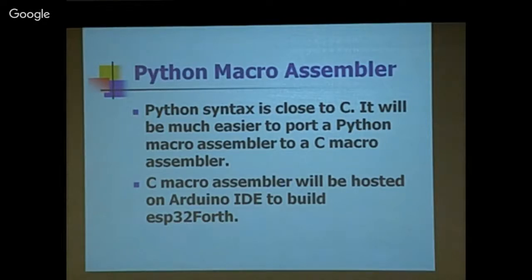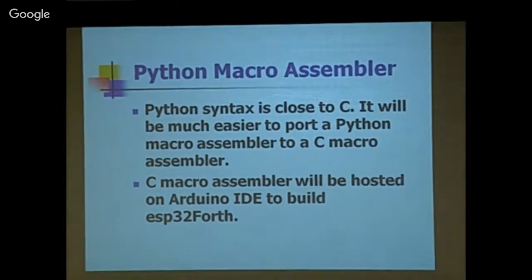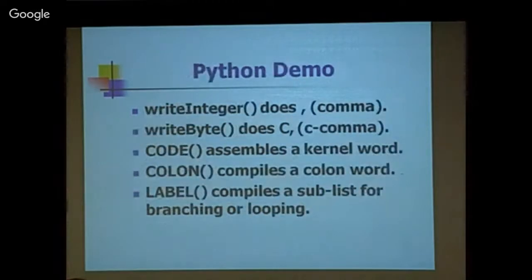So Python, okay. So I wrote these macros. Write an integer, and that's comma. That's what we have in Forth, comma. And if I write one byte, a consecutive byte, that's C comma. So if I have these two routines, basically I have an assembler, okay, and it's just how you want to arrange things. So I have the code and colon and label.